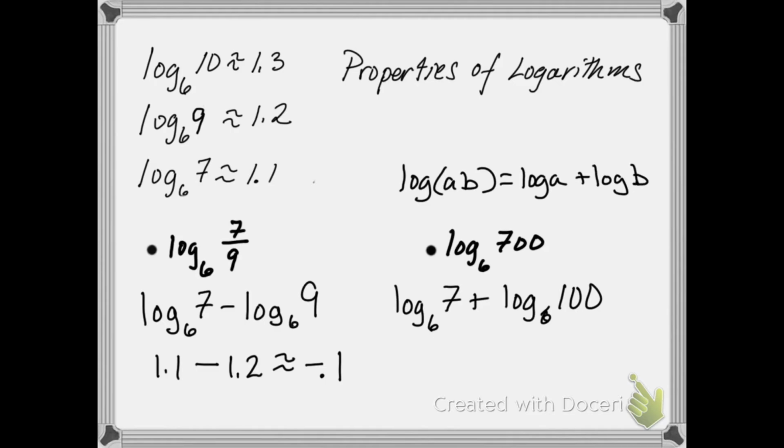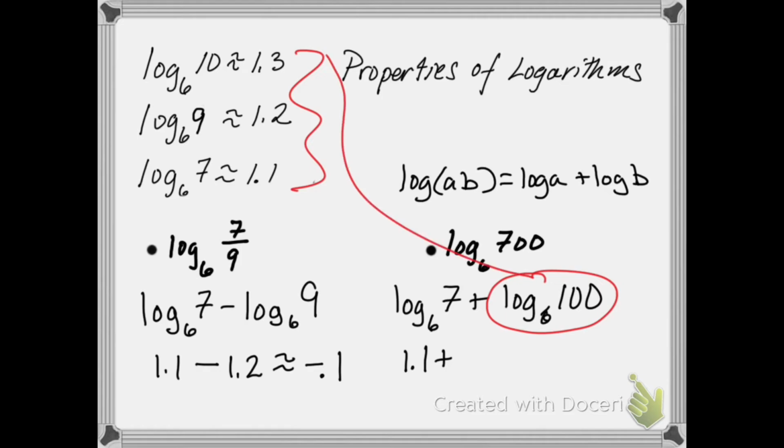In this case, I noted that 700 is 7 times 100. That's my A and B, 7 and 100. And then I was able to rewrite the log. I've got log base 6 of 7 here, matching up with this approximation there. I can make the substitution 1.1 for that, approximately. Plus, now I've got this log base 6 of 100, which I don't have here. But I notice that 100 is a multiple of 10.